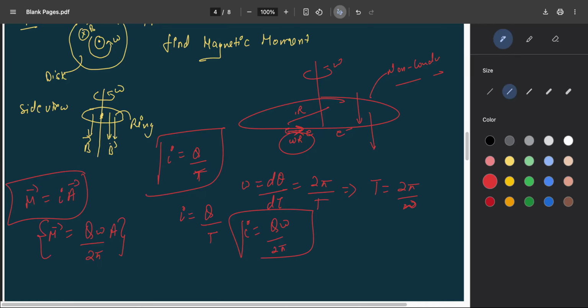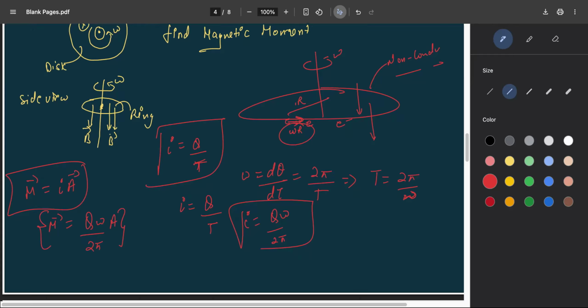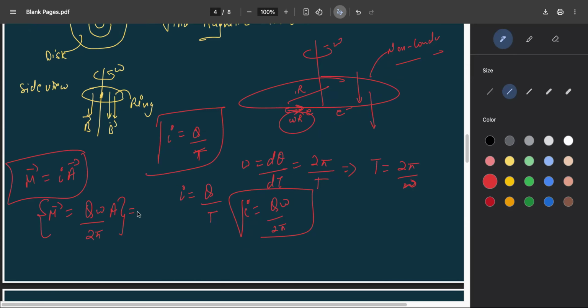If I put the value over here, let's see what is the area we have asked. What is the area? Pi r square divided by 2. Pi is cancelled. So m comes out as q omega r square divided by 2. Right? So this is what you are going to do. Understood?